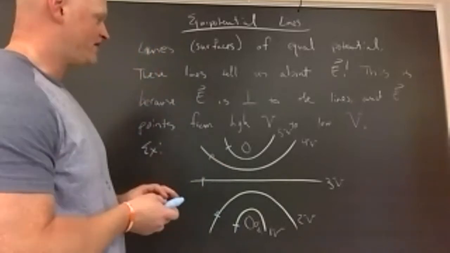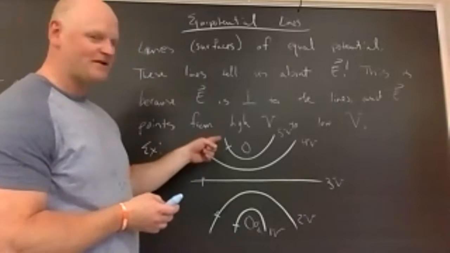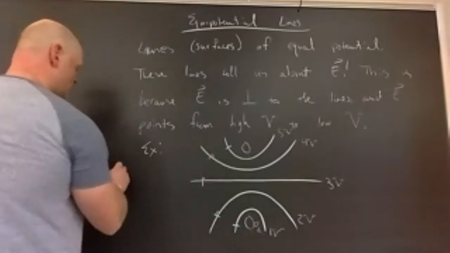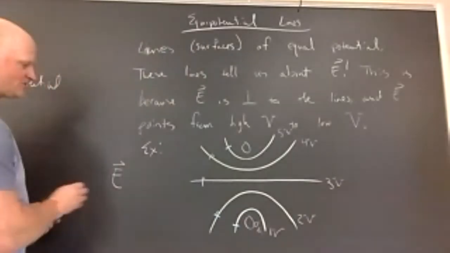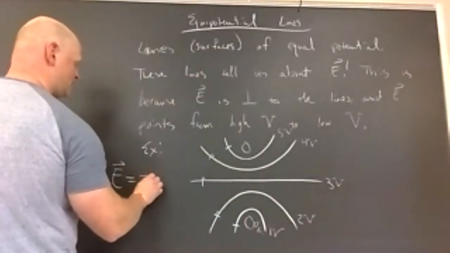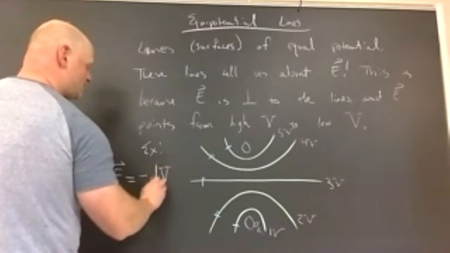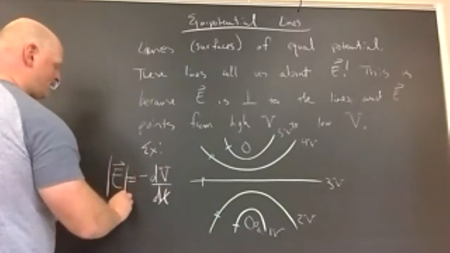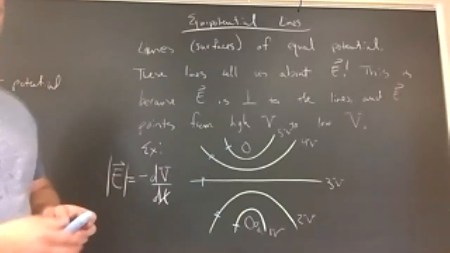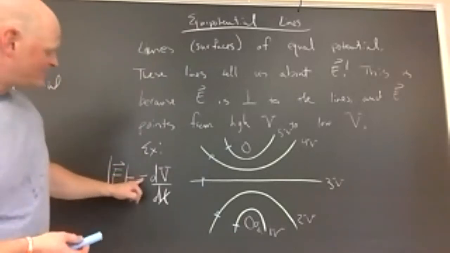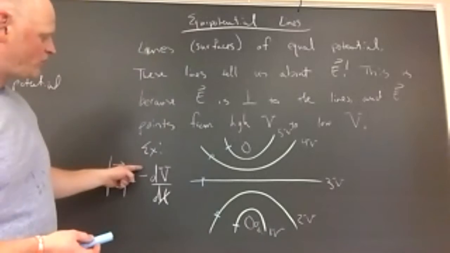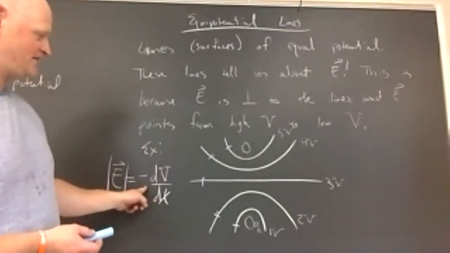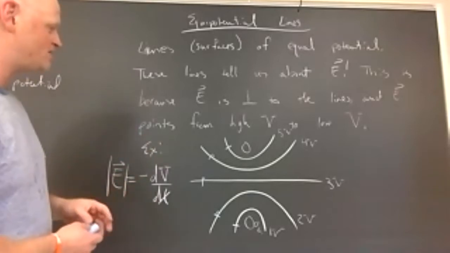Moreover, it turns out that the electric field points from high potential down to low potential. It's actually equal to minus the gradient. So we'll talk more about this in class, that the electric field is equal to minus the derivative of the potential with respect to position. So this is the magnitude in 1 dimension. We'll generalize this to multiple dimensions. But this negative sign means that it points in the direction opposite the increase, which basically means it points from high potential down to low potential.